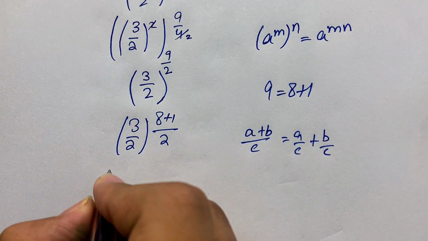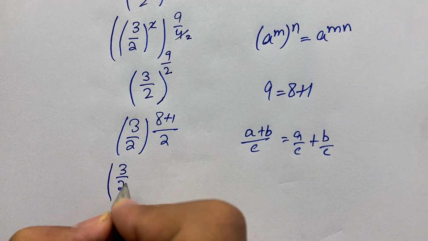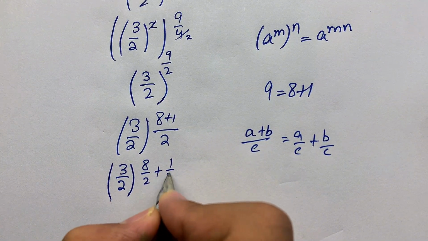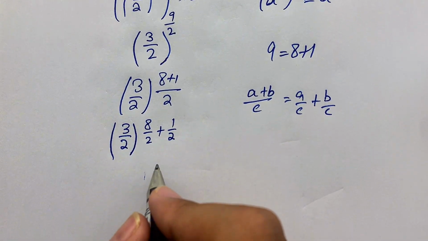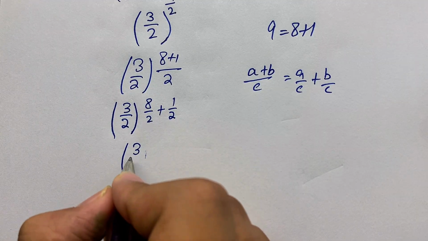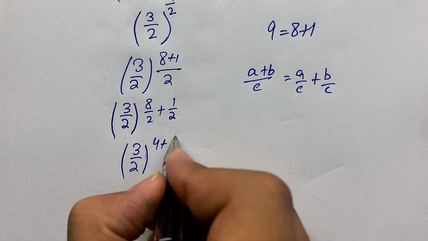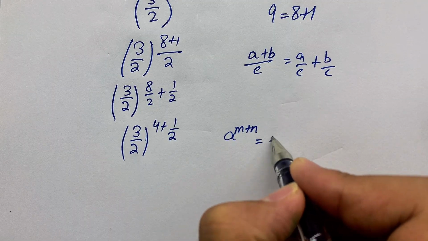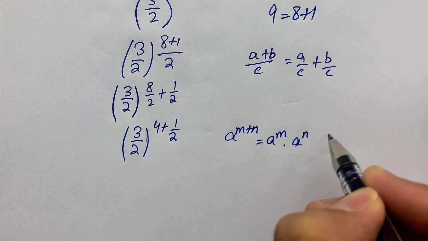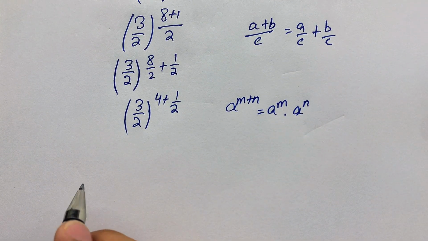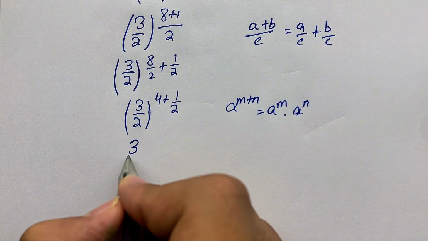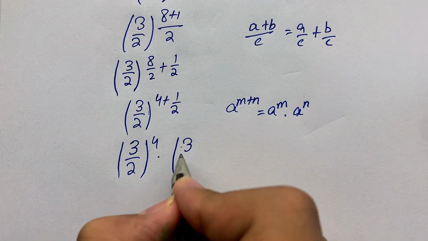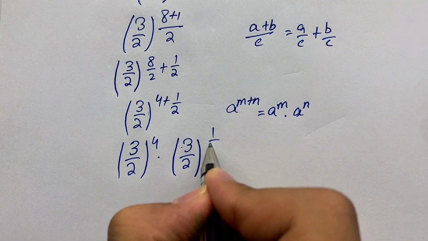So 3/2 into the power 8/2 plus 1/2. Next, this will be (3/2) to the power 4 plus 1/2, and this will use a^(m+n) is equal to a^m times a^n. So this is (3/2)^4 times (3/2)^(1/2).